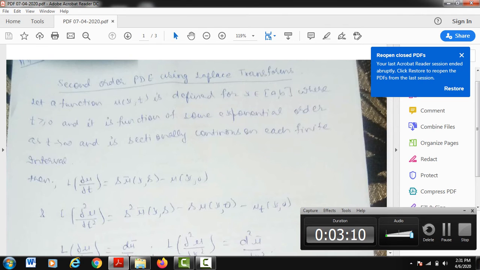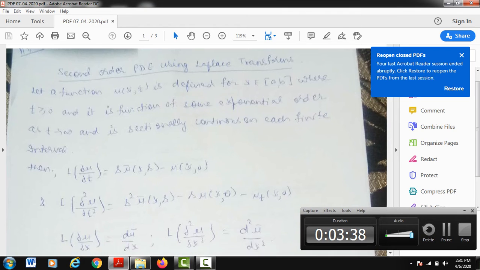Then the second result that you have to remember is L of ∂²u/∂t², the Laplace of the second partial derivative of u with respect to t. It is given by s² ū(x,s) minus s u(x,0) minus u_t(x,0). Here u_t means ∂u/∂t, and after that you put t equal to 0. So these are two results that you have to remember before starting this topic.